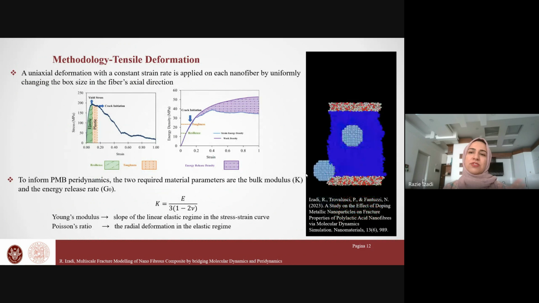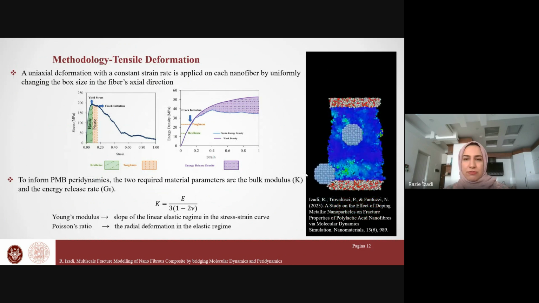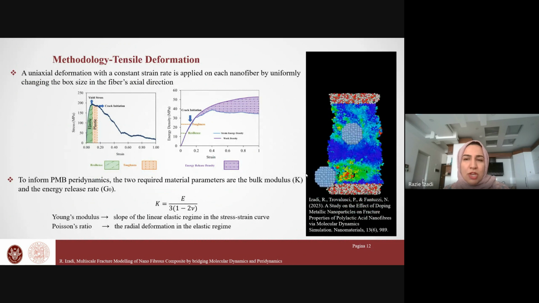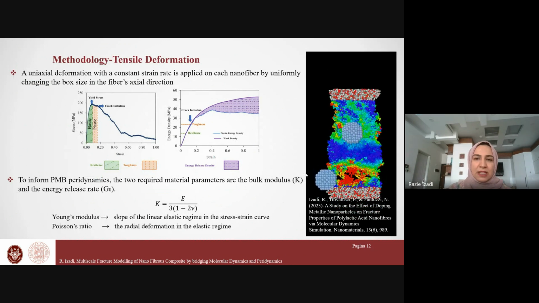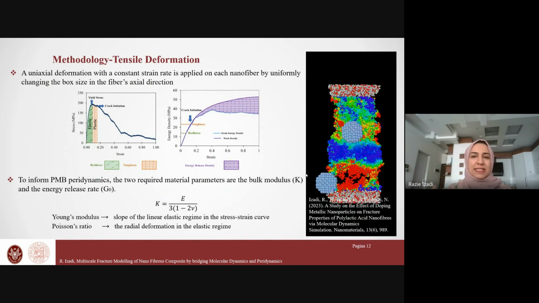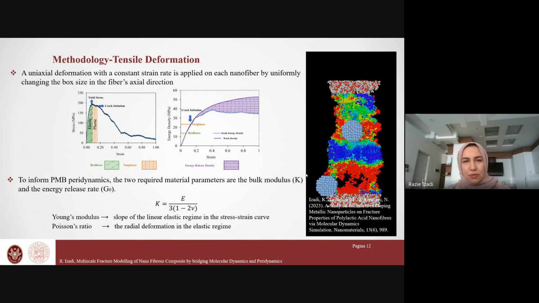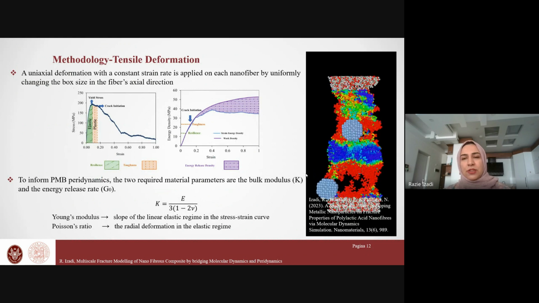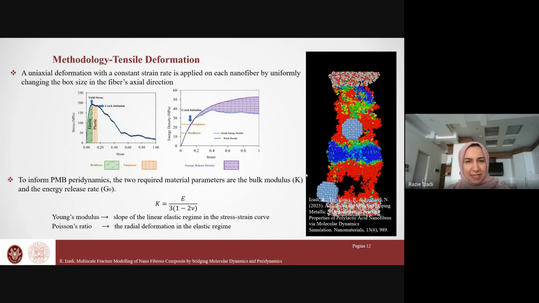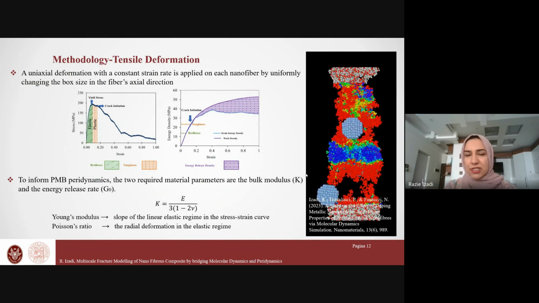The bulk modulus is related to the Young's modulus and the Poisson's ratio. The Young's modulus is determined from the slope of the linear part of the elastic regime, and the Poisson's ratio we determine using the radial deformation in the elastic regime when the polymer is stretched.